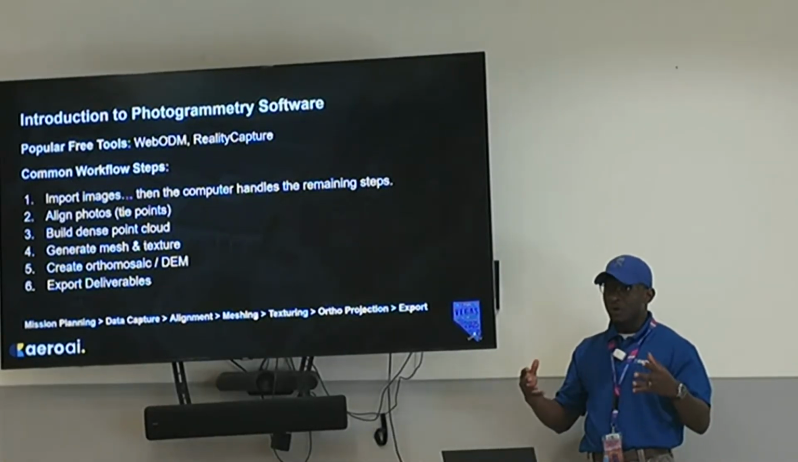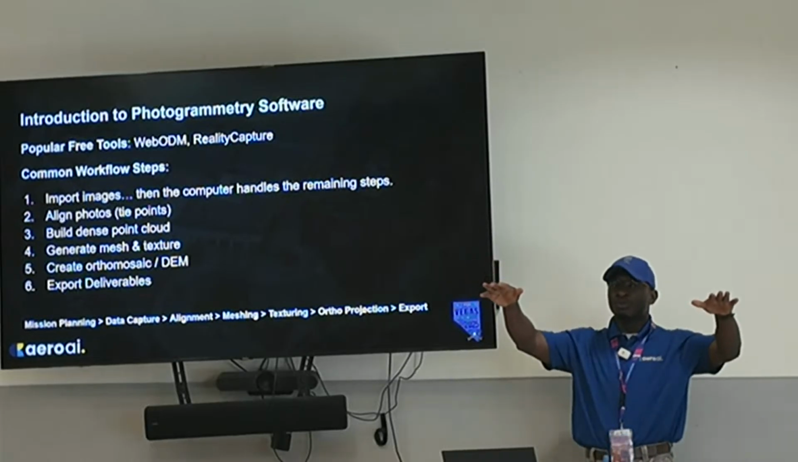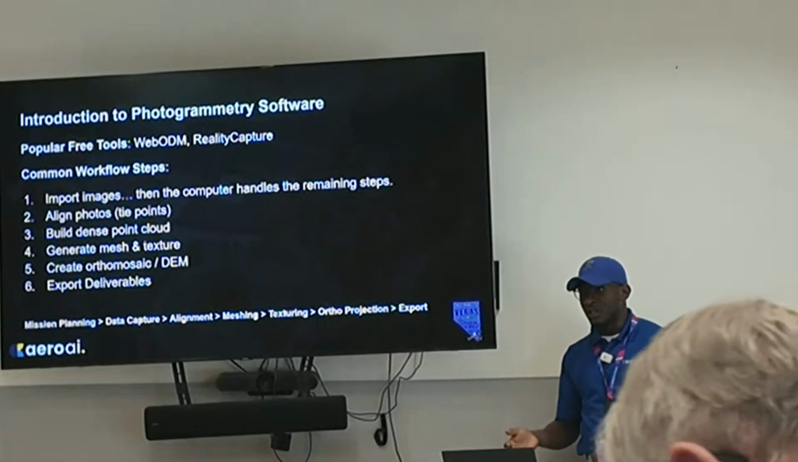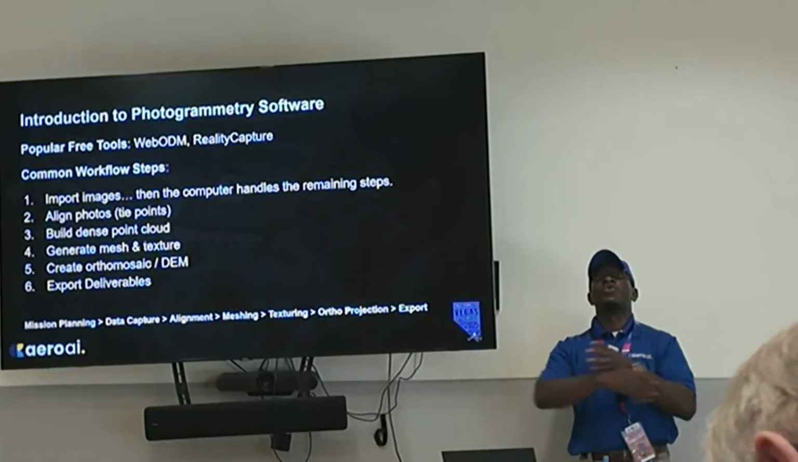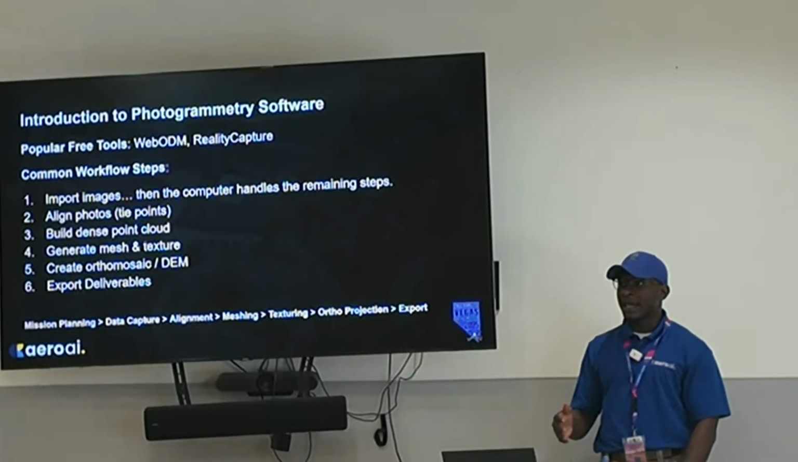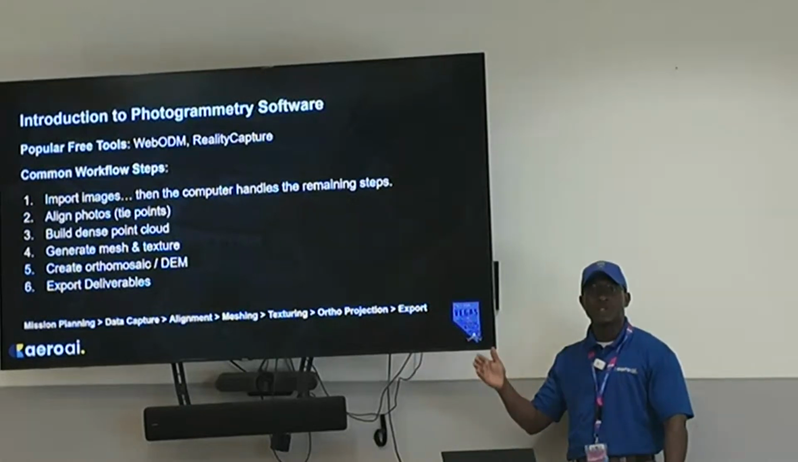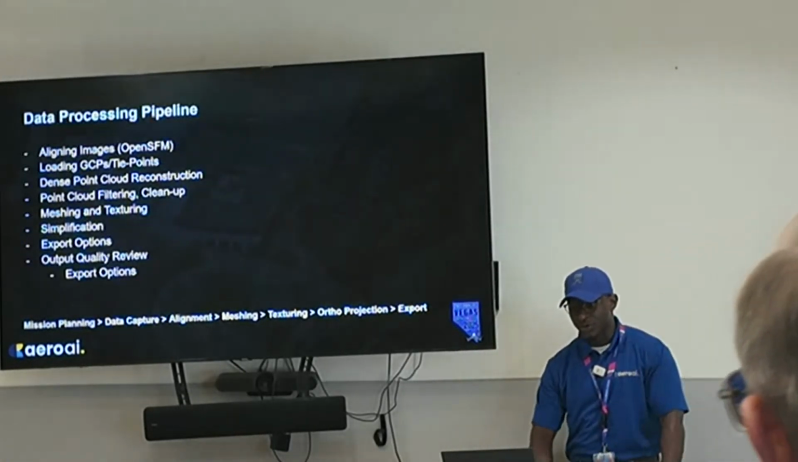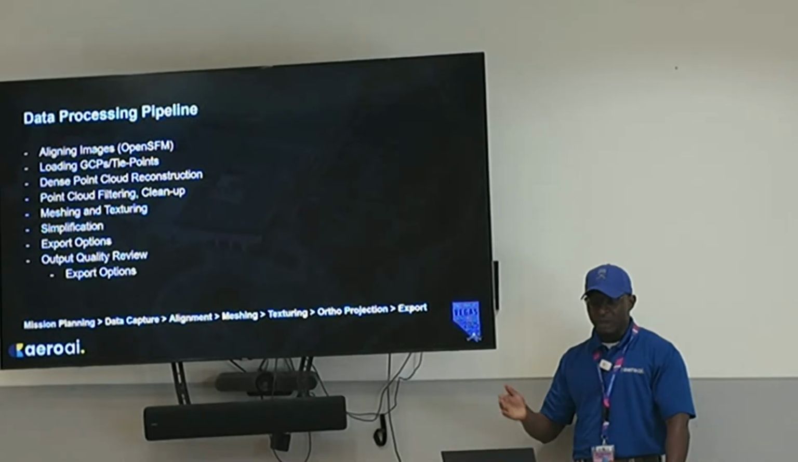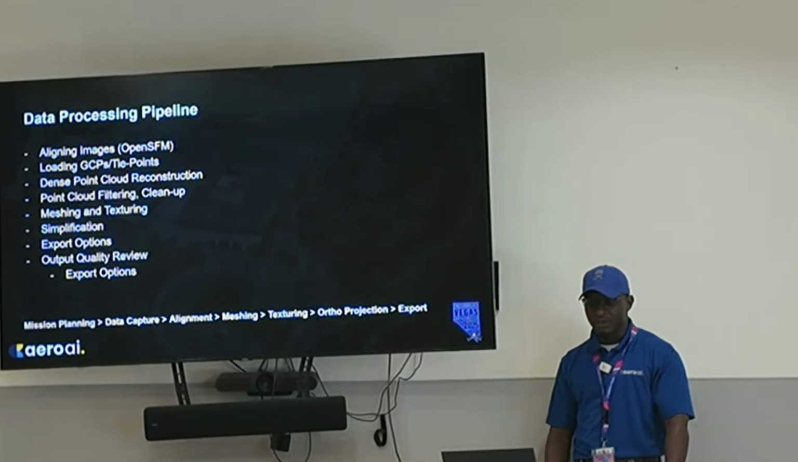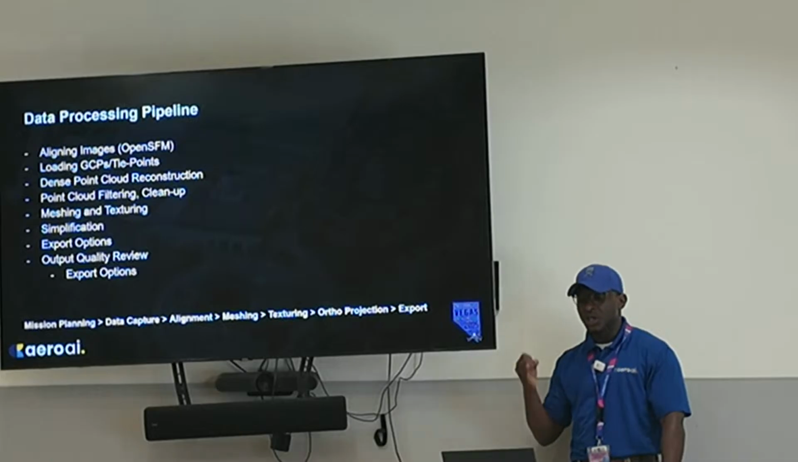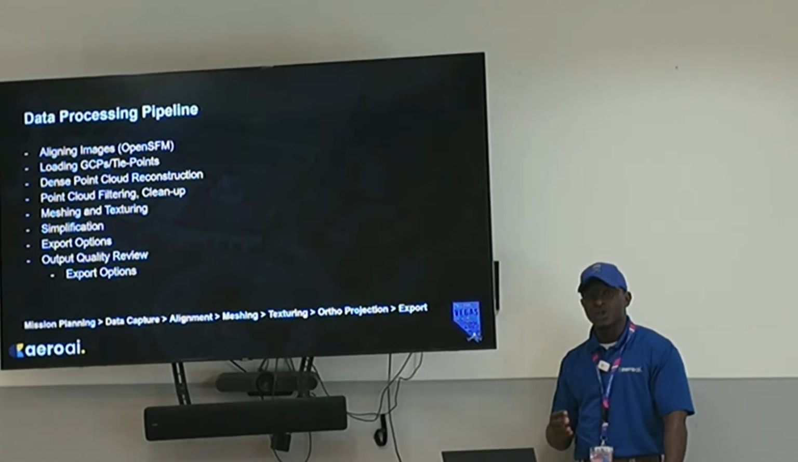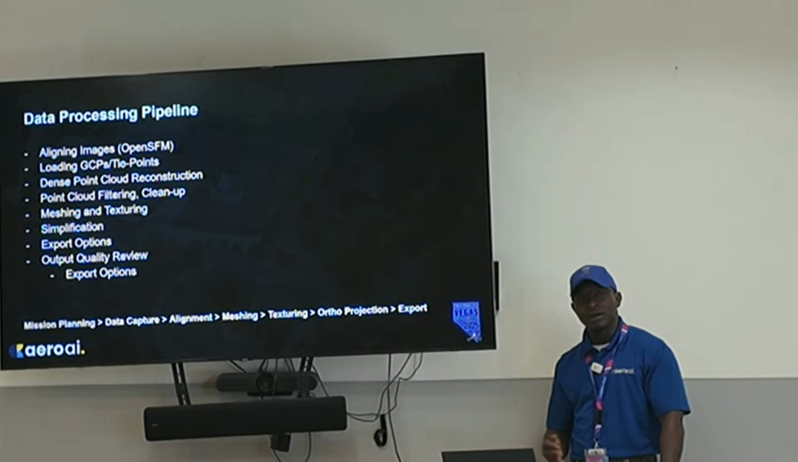And from that 3D model, you then create a 2D orthographic projection to create an orthomosaic. And then you export your deliverables. So these are the steps the computer will run automatically. But RealityScan has a workflow that lets you curate each of those steps. I'm just going to jump deeper into it. So, the data processing pipeline, some more technical terms for it: again, take the images, you align them, you add the GCPs, you create a dense point cloud, you create a mesh, you simplify, and you export.